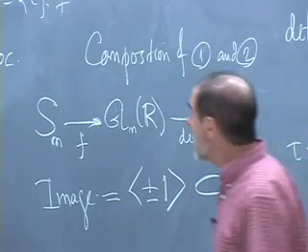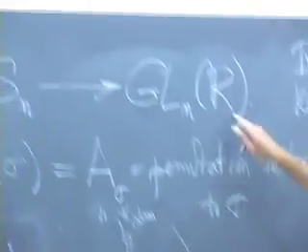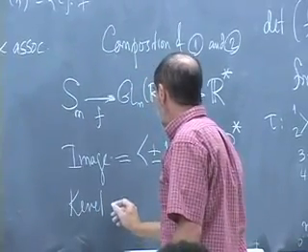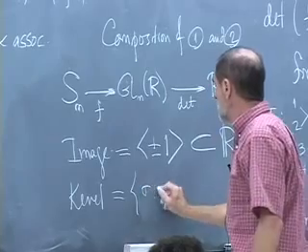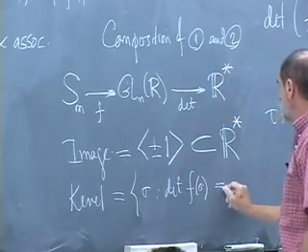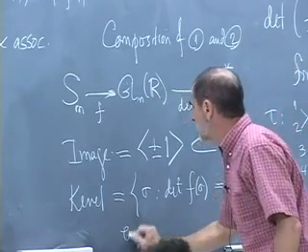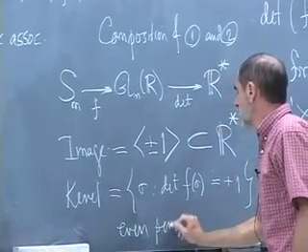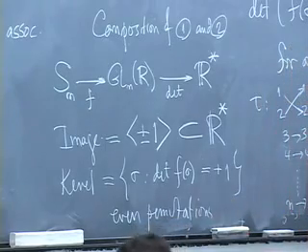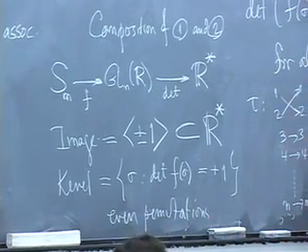And the kernel, now we have a kernel. See, the original map here had no kernel at all. But now we have a kernel, which consists of the sigma such that the determinant of f of sigma is equal to plus 1. Those are sometimes called the even permutations. They're not everything, because tau is not an even permutation. This little transposition is not even.